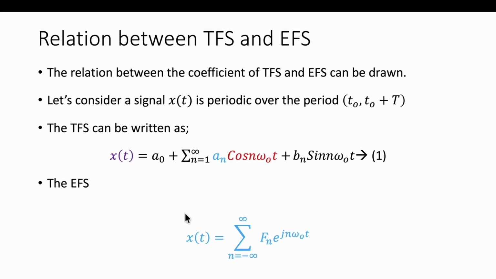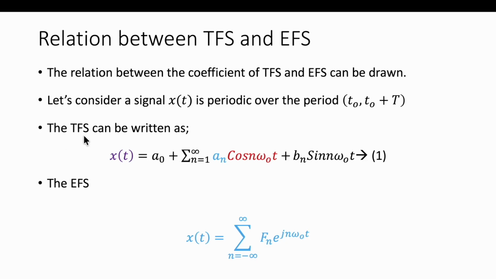In this video, we are going to discuss the relationship between the trigonometric Fourier series and the exponential Fourier series. The relation between the coefficients of the trigonometric Fourier series and the exponential Fourier series can be drawn as follows. Let's consider a signal x of t that is periodic over the period t naught, t naught plus capital T.